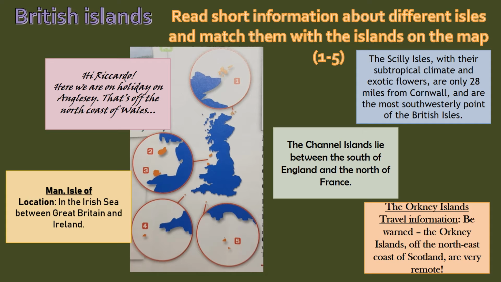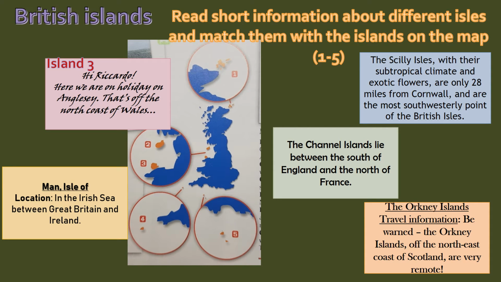Let's check your answers together. We have read that Ricarda is on holiday at the north coast of Wales. So, island number 3 is Anglesey. The Isle of Man is located in the Irish Sea between Great Britain and Ireland. As we can see on the map, it's island number 2.